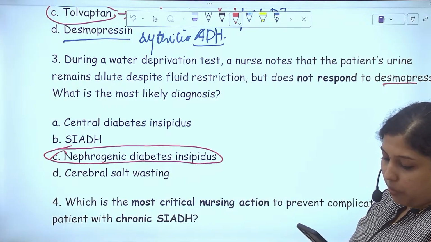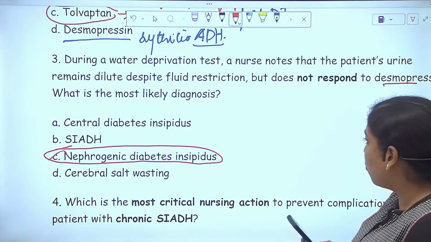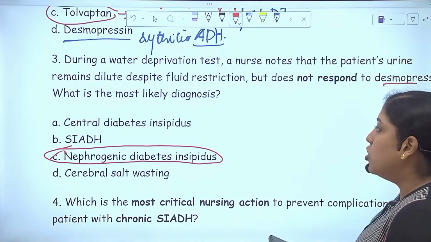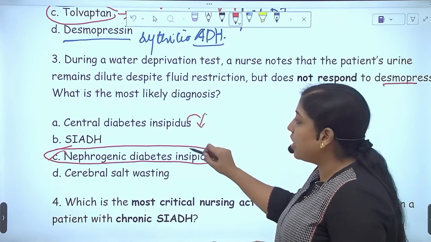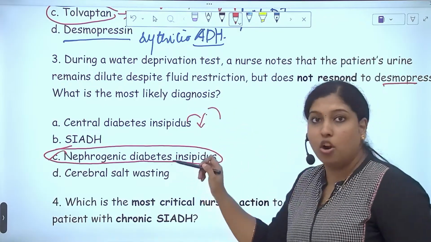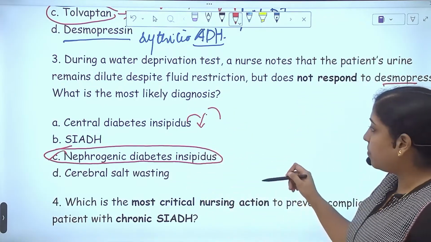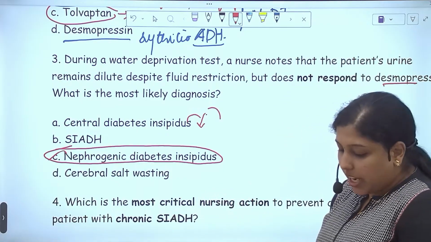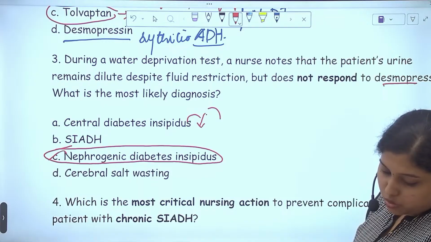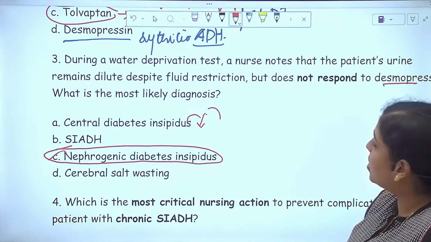Crystal clear? Comment crystal clear when you completely understand the concept. So in central diabetes insipidus, the patient will not respond initially, but later he will respond to the desmopressin test. Right. So what about SIADH? In SIADH, what test do we use? You tell me.